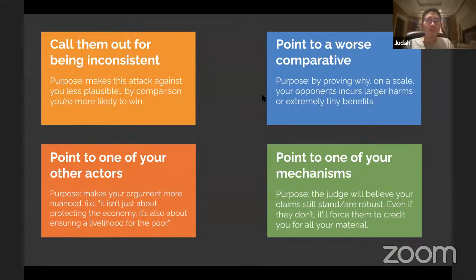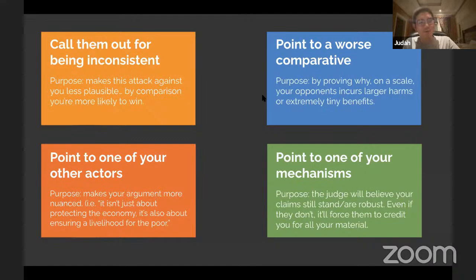I don't encourage this to be used every single time, just because sometimes teams are not inconsistent, or they're actually consistent. And if you call them out for something that they're not doing, that is a straw man, or that just gets the judge to be a bit pissed at you because they know that it wasn't a contradictory statement, right?